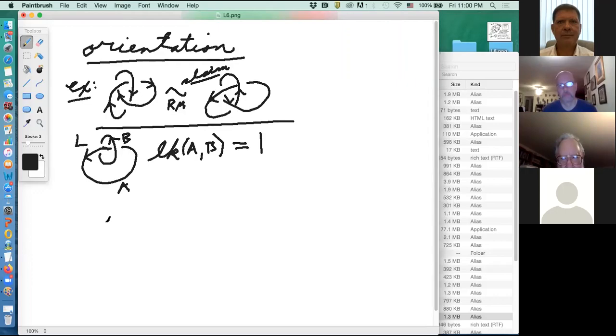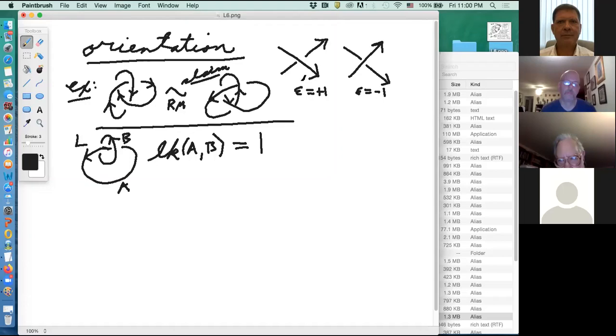You want to count how many times one curve goes around the other curve. And one way to do this, the simplest combinatorial way to do this, is to assign to crossings of the two oriented types signs. So that's what I'm going to do. I'm going to assign this the sign plus one, and this one the sign minus one. And this is just a convention. This is the sign convention.